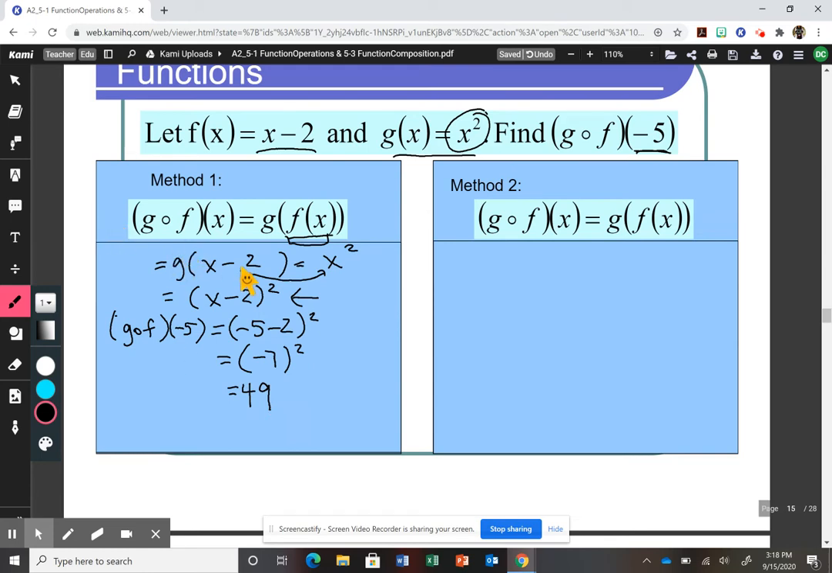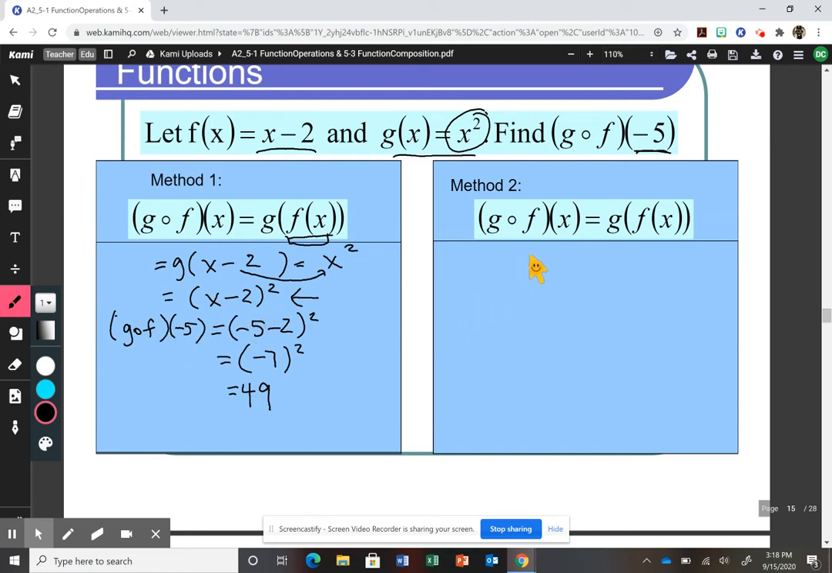Okay, so one more time. Here's g. We start with the inside. The inside is x minus 2, so we put it in here. But what is g of x? g of x is x squared, right? But now we're doing x minus 2. So this is g evaluated when x is equal to x minus 2. So here's my x, so I make it x minus 2, and it's still squared. And now I just say, okay, well, there's my new function. So now I have to plug in -5.